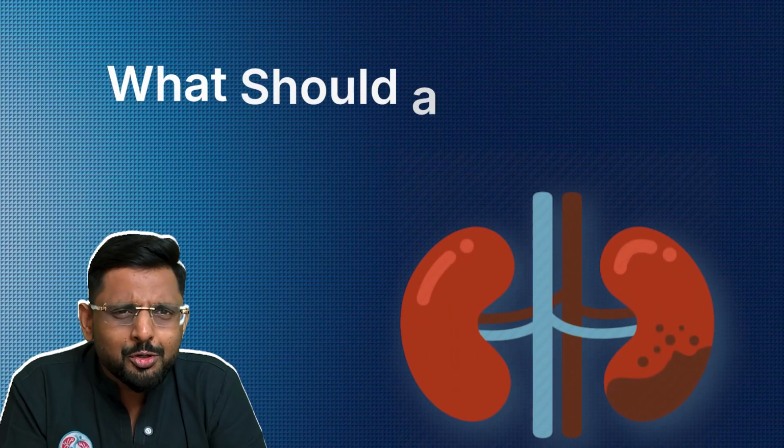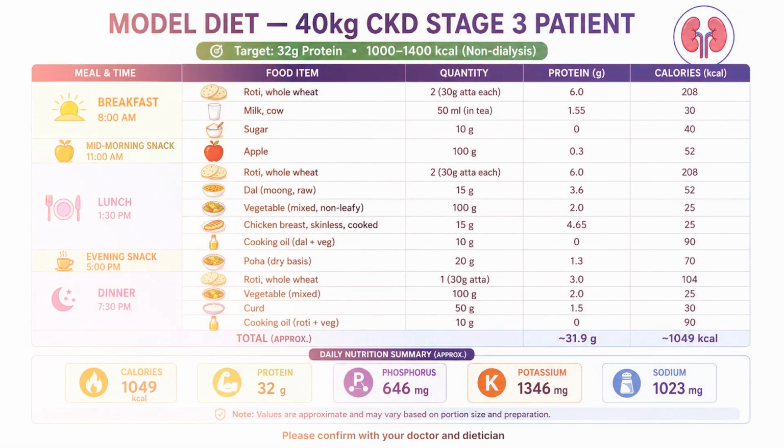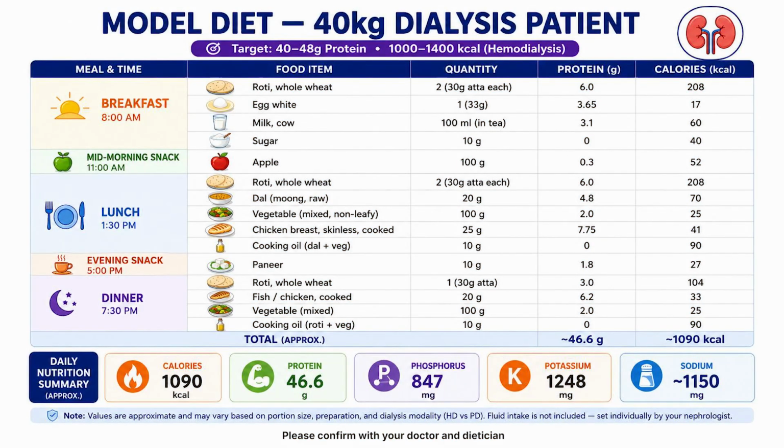And now the moment you've been waiting for, the model diet. What should a kidney patient eat? So this diet is for a 40 kg patient, but I'm warning you, this is not to be blindly followed. Please ask your doctor and your dietitian before consuming such a diet.